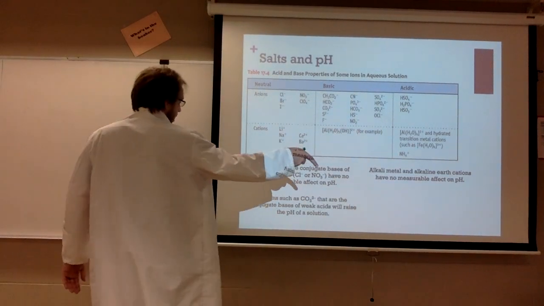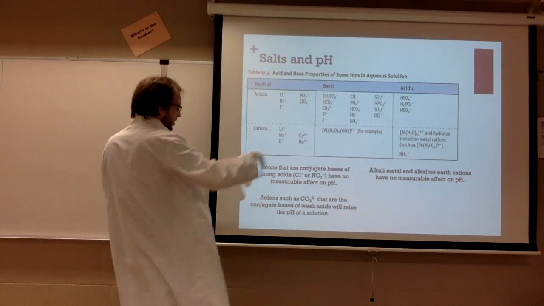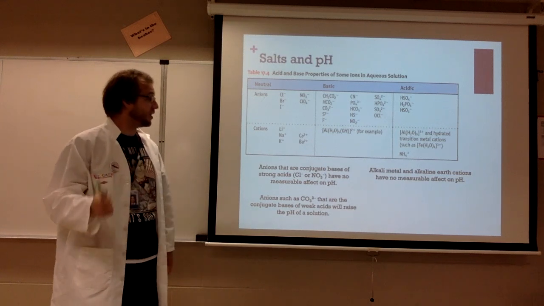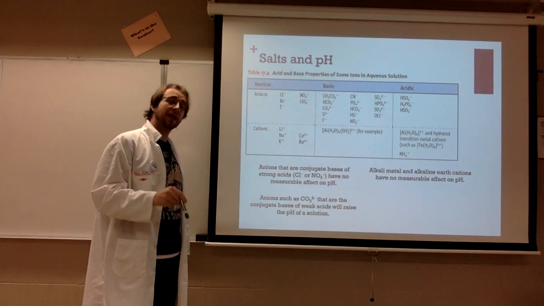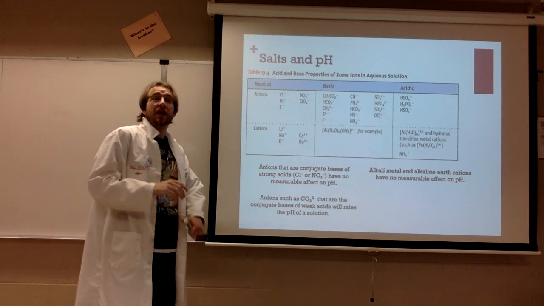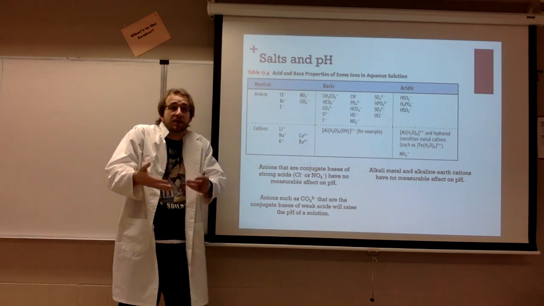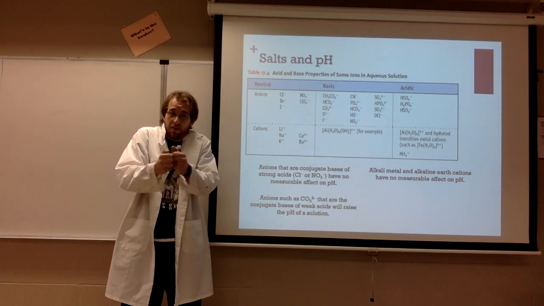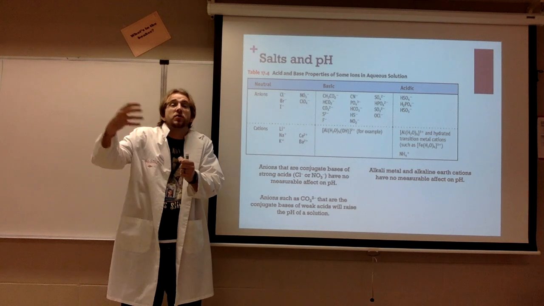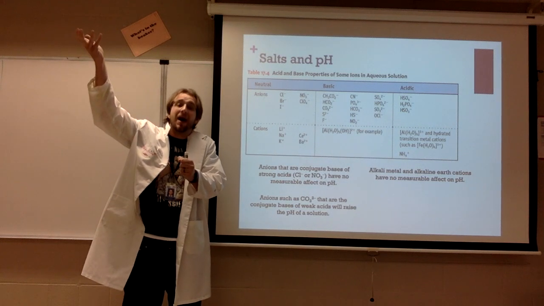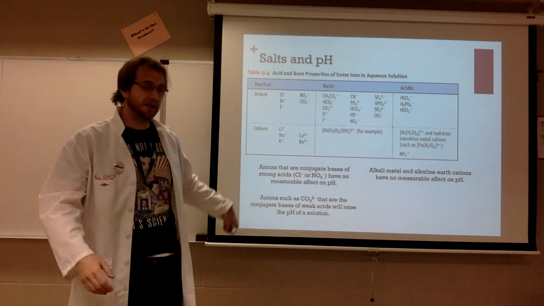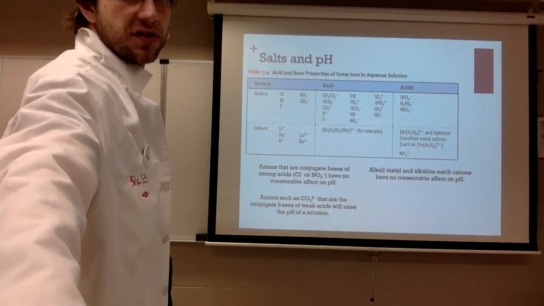Anions such as carbonates, which are conjugate bases of weak acids, will raise the pH of the solution. If we add a carbonate into solution, it gobbles up some hydrogens, strong bonds there. As a result, our water becomes basic, or higher on the pH scale. It raises the pH of our overall solution.